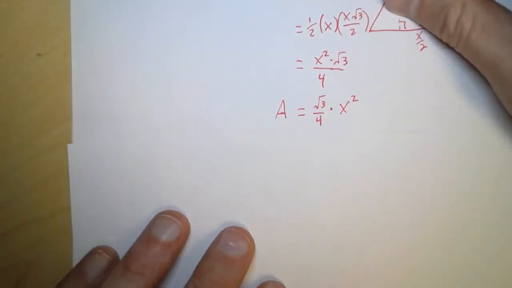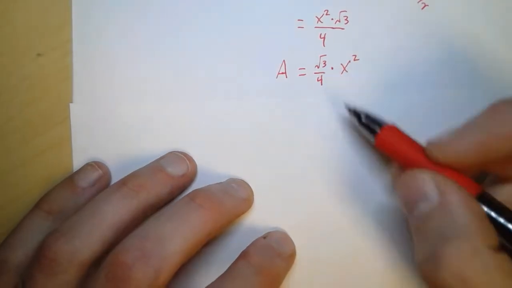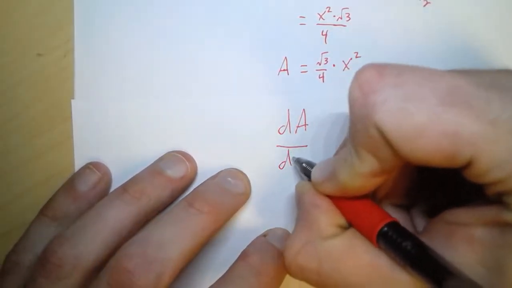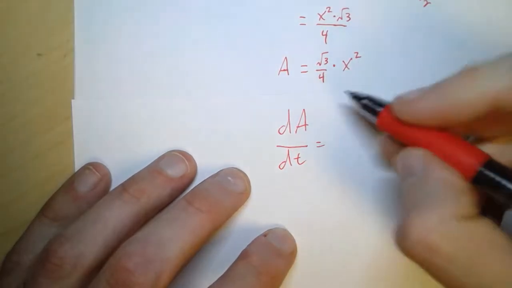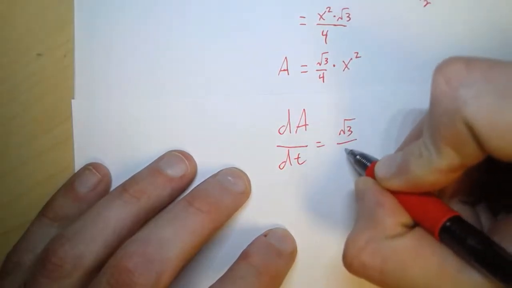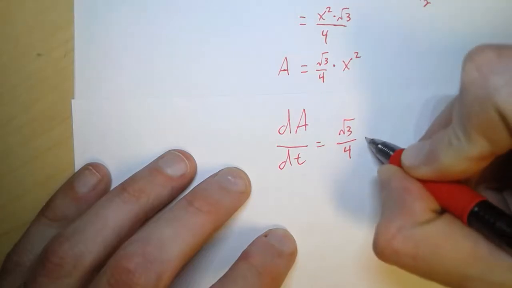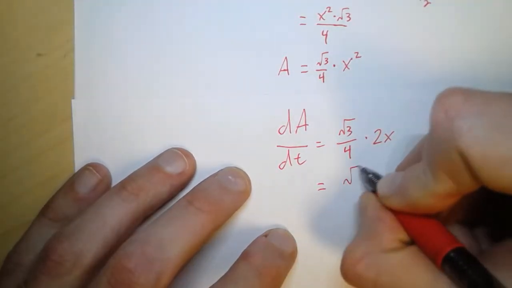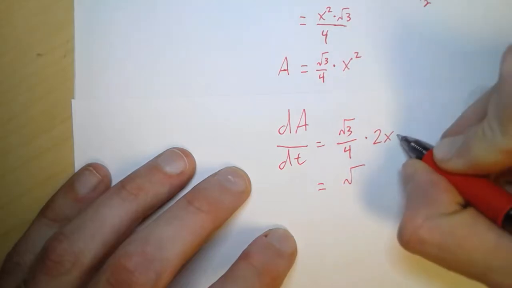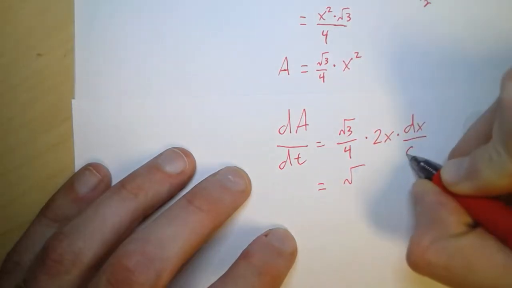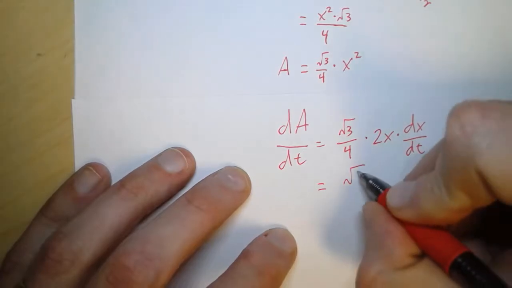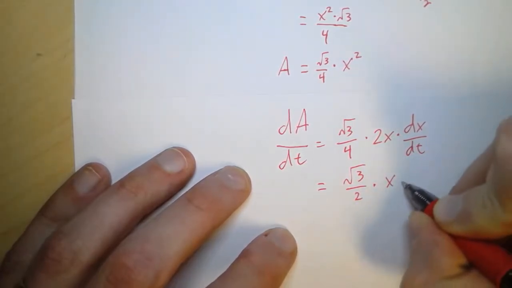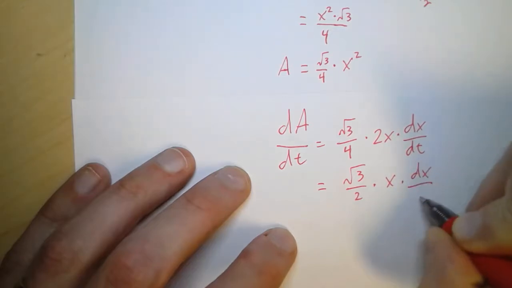So if this is our area formula, square root of 3 over 4 times x squared, then our related rates, dA/dt, equals square root of 3 over 4 as a coefficient times 2x. That's the derivative of x squared. And also dx/dt, because x changes according to time. So we have square root of 3 over 2x times dx/dt.